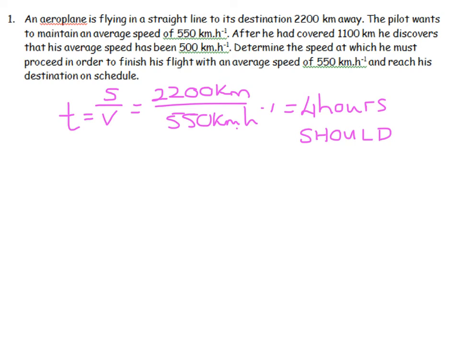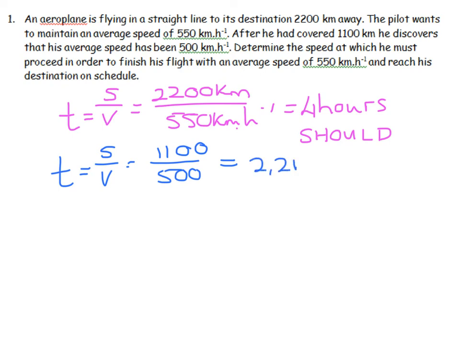Let's see what does happen. After he has covered 1,100 kilometers, he discovers that his average speed has been 500 kilometers per hour. So let's see how long that has taken him. He has gone 1,100 kilometers at 500 kilometers per hour, which means that it has taken him already 2,2 hours.